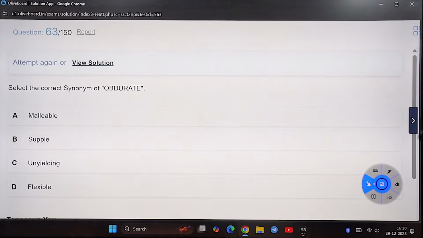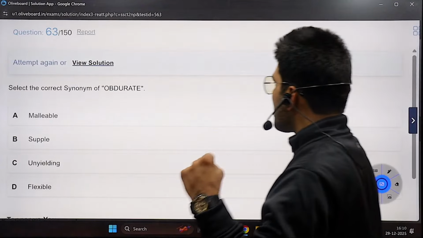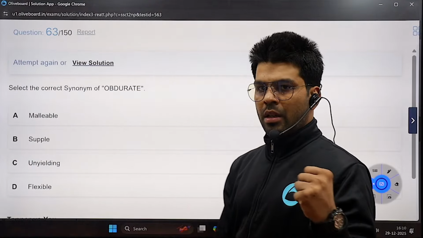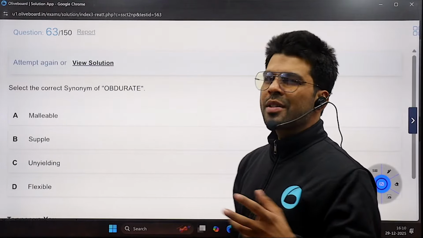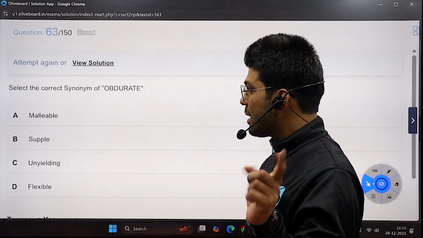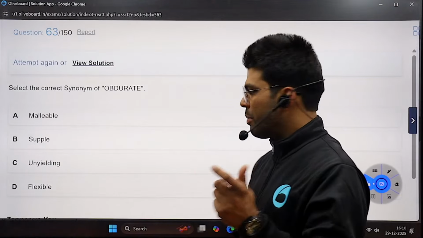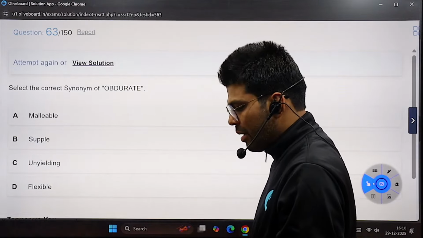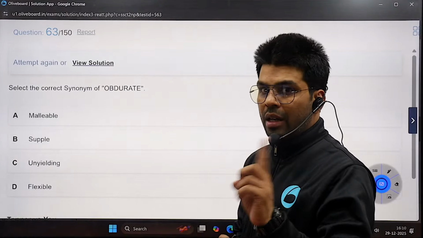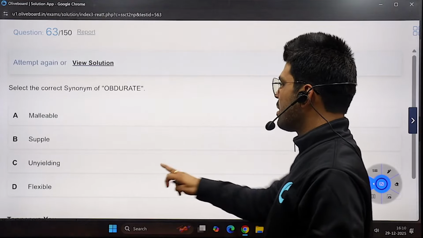Yes, because obdurate is stubborn, adamant. Malleable, soft, can be changed. Antonym. Supple, flexible. Flexible itself is flexible. Yielding, flexible. Submissive, unyielding, stubborn. Synonym.